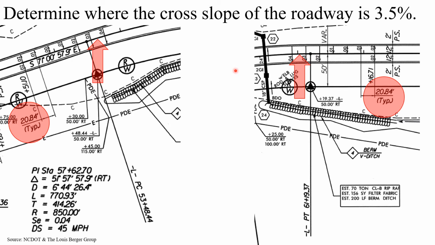Another helpful piece of information we were given on the design plans is what distance it takes to change 1% in cross slope. So it's 20.84 feet to have a 1% change in cross slope. And we'll see how this is going to help us solve this problem.